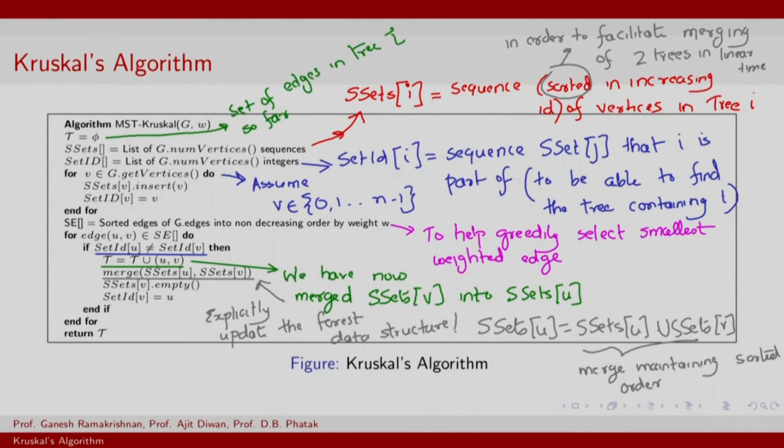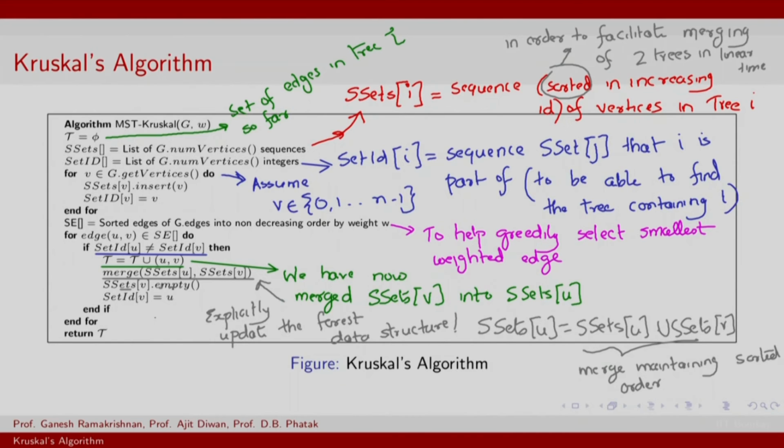And then you empty S sets V, which is the next step, and then update the set for V to be U. The set index for V is now set to U. Let us see the Kruskal's algorithm in action, and I will also suggest that you think about the convergence of this algorithm using the following loop invariant.